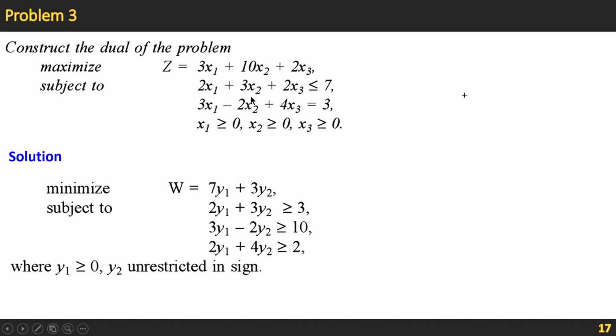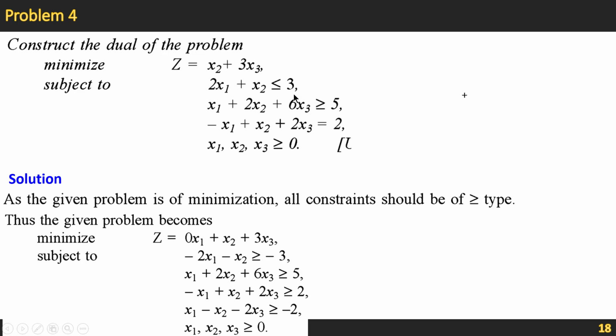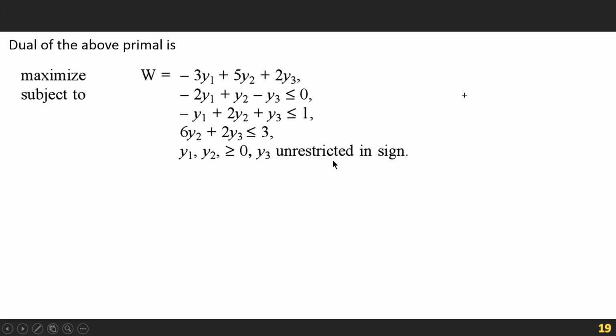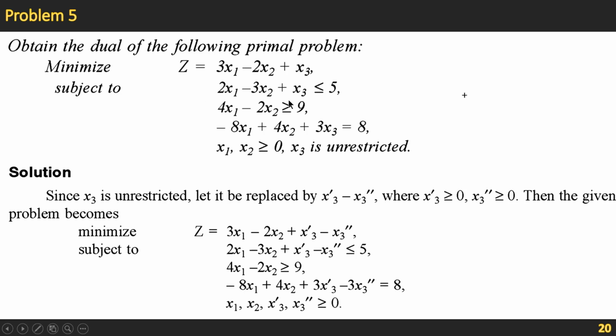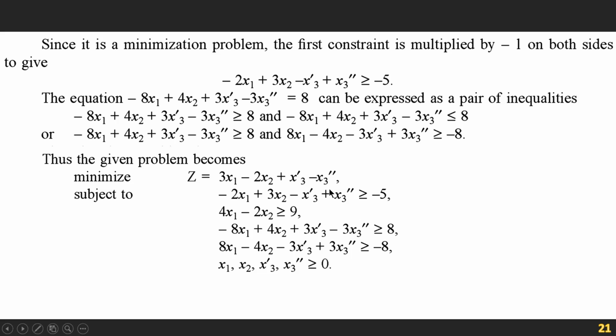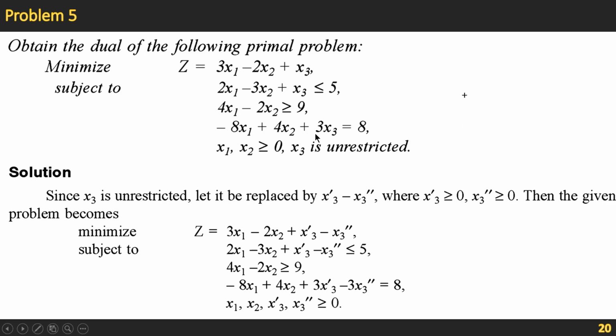There are various examples. Look at this, this is an equal to sign, so obviously the second variable y2 will be unrestricted. Rest everything is as before. Look at this, y3 is going to be unrestricted. One more thing, sorry: here it is written there are 3 constraints, so 3 variables will be there, y1, y2, y3.